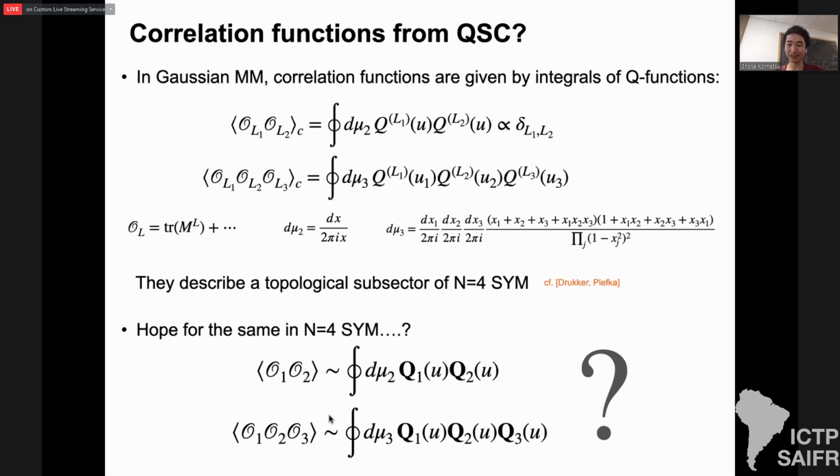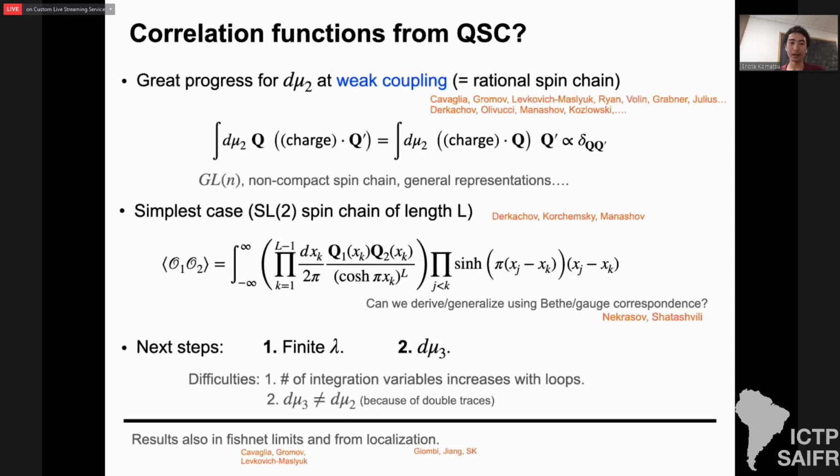Unfortunately, we haven't yet achieved this, but in the past few years there has been great progress in constructing the measure for the two-point function at weak coupling. The basic strategy is to impose a slightly generalized orthogonality condition. And by doing that, they succeeded in deriving dmu2 for the GL(N) spin chain, non-compact spin chains, and also spin chains with general representations. Here, I just wanted to show you the simplest possible case, which is the SL2 spin chain of length L. And that is given by this integral.